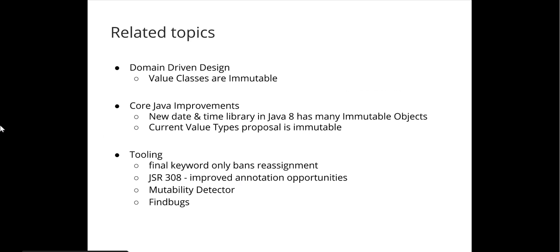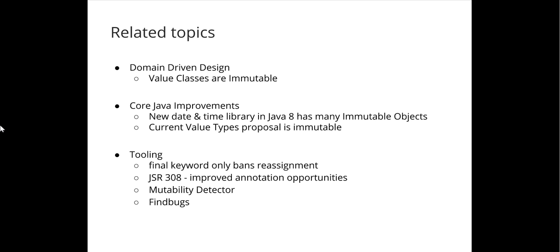So immutability is not a new topic in Java. That's something that we've been making use of for years. If you think about the Integer class or the String class, they're all immutable. But it's something that's really coming back now because we realize the benefits of immutability in terms of reducing the scope for bugs. Java 8, the new date and time API, is completely immutable by design.